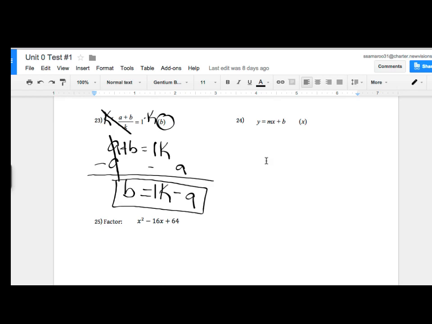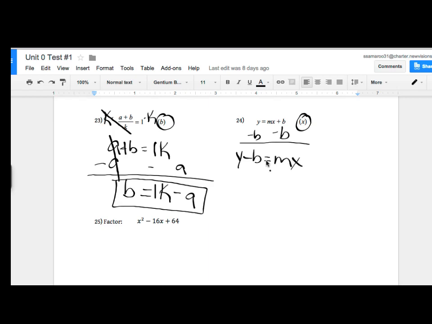Number 24 was very difficult. I saw a lot of students doing a lot of different things, but I want to try it the easiest way that I know how to do it. So I'm solving for x. I'm going to work with the variable farthest away from my x, which is going to be plus b. I'm going to subtract b from both sides. I'm not going to combine y and b because they're different variables, so they're not like terms. So I have y minus b equals mx.